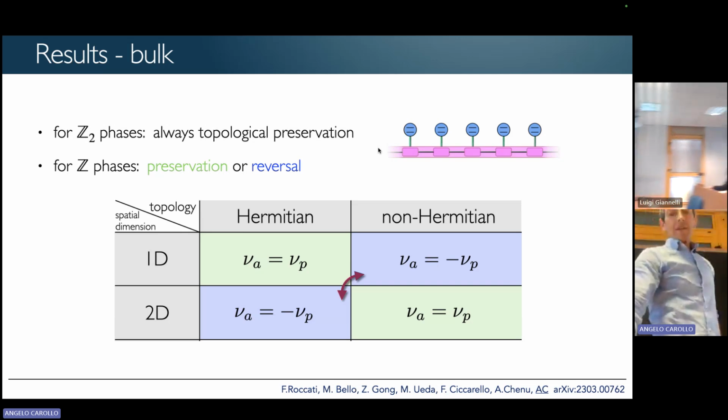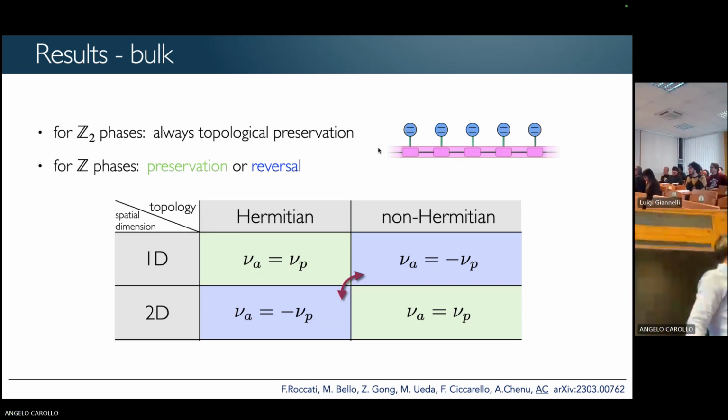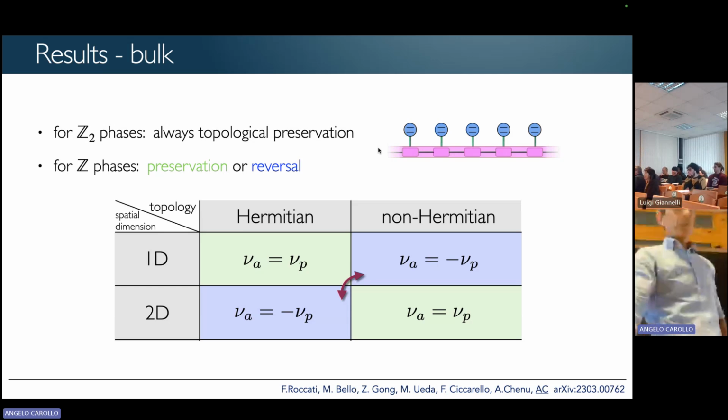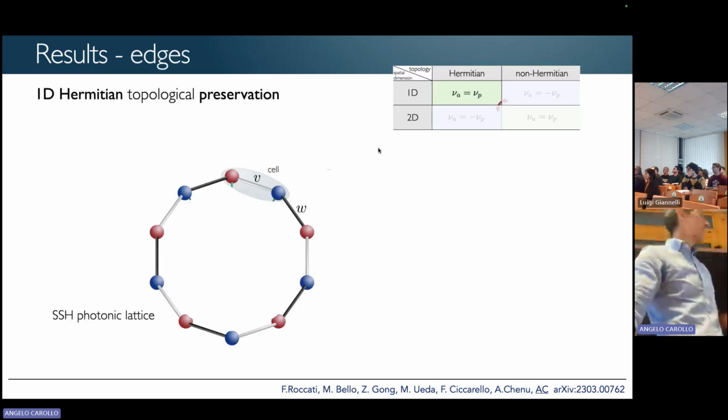So the fact that you have the same topology or opposite topology depends only on dimensionality and on the fact that you have emission or non-emission physics. So that's the whole story. I can stop here if you want, but I'll give you some examples. The easiest example is the SSH model.